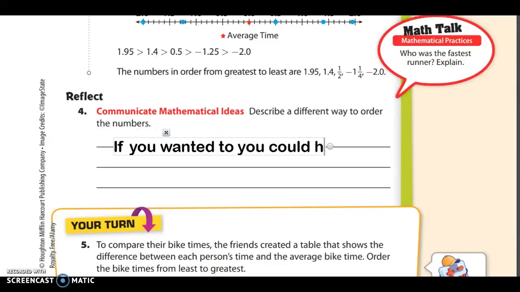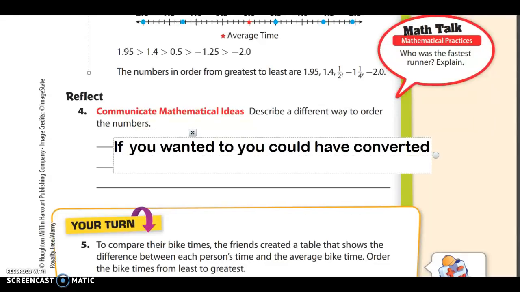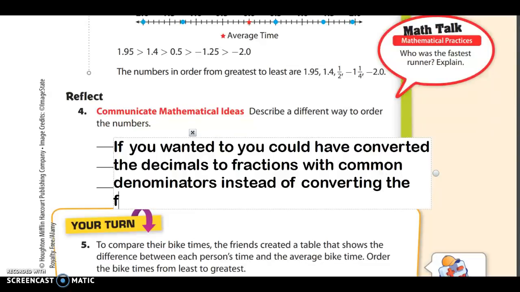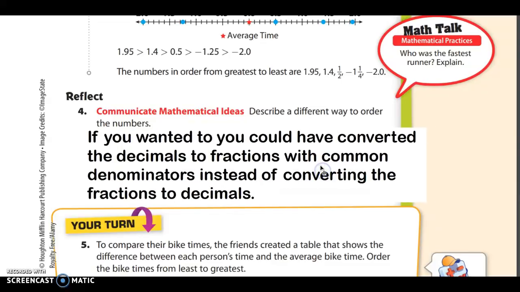you could have converted the decimals to fractions with common denominators instead of converting the fractions to decimals. I'm going to read that again. If you wanted to, you could have converted the decimals to fractions with common denominators instead of converting the fractions to decimals. I think the first way we did it was probably better, but that way would have worked as well.